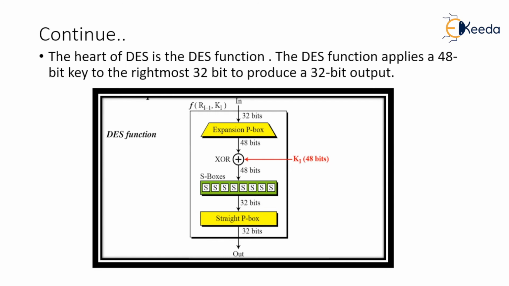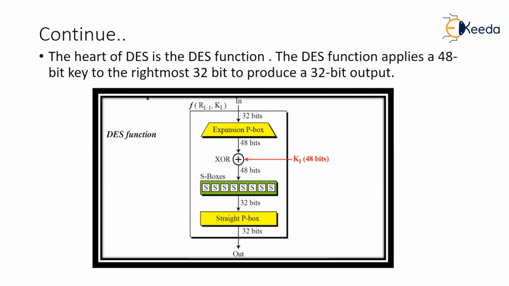Now this key is the key generated for round number 1, and therefore it is mentioned here as key 1, 48-bit size. Then whatever the XORing produces is given as the input to the S boxes. Here a total of 8 S boxes are used, and every S box performs its own functionality.